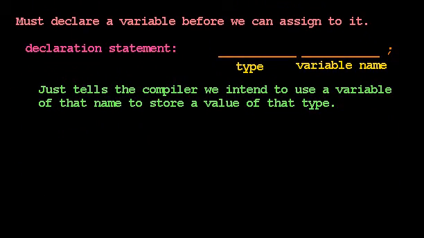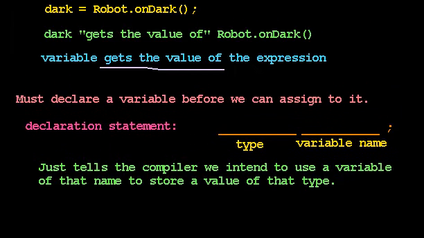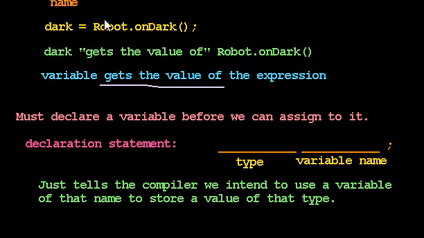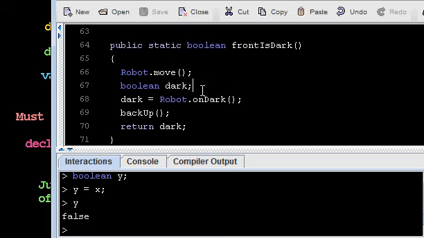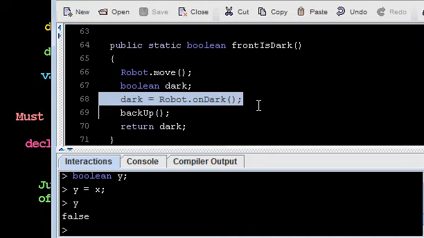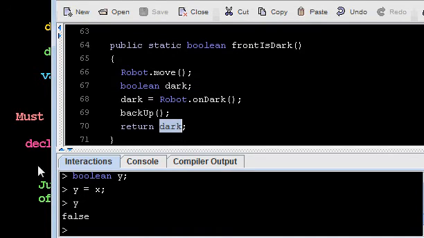Alright, and we also learned that in order to use a variable, we have to assign a value to that variable. We learned how to assign a value to a variable, but before we do that, we have to declare to Java that we intend to use that variable name to store a value of that type, and we do that with a declaration statement. And you saw that here when I declared that dark was going to store a Boolean value, and from that point on I am allowed to start storing Boolean values in it, and then use that variable name to retrieve whatever Boolean value I store in it.